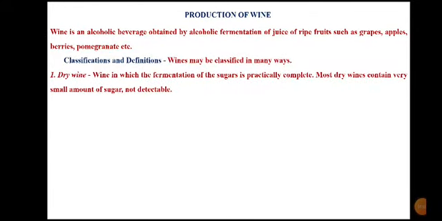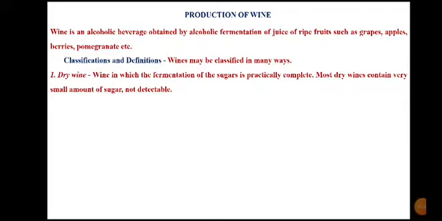So following alcoholic fermentation, the beverage which is obtained is processed and is called wine. Let us see the different types of wines. There are various bases of classification of wines. We'll see the simplest ones. Wines may be classified in different ways.